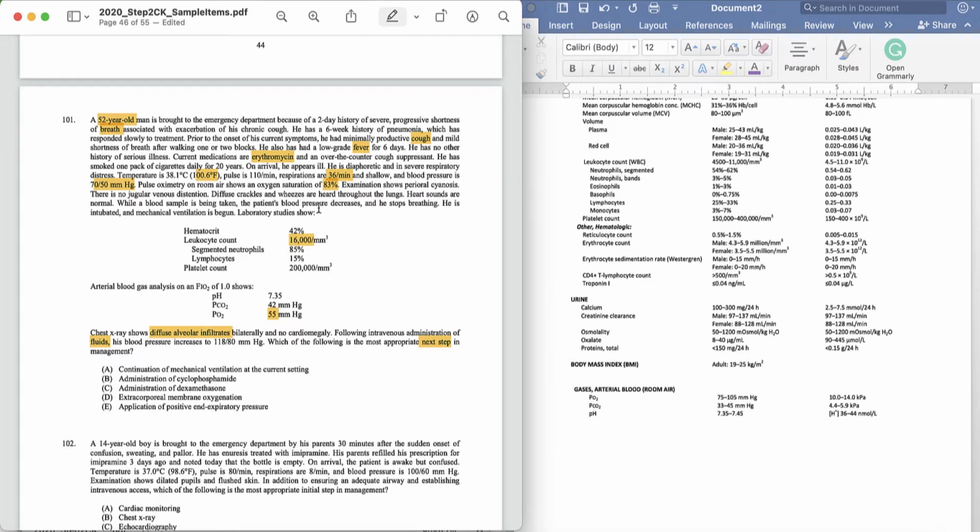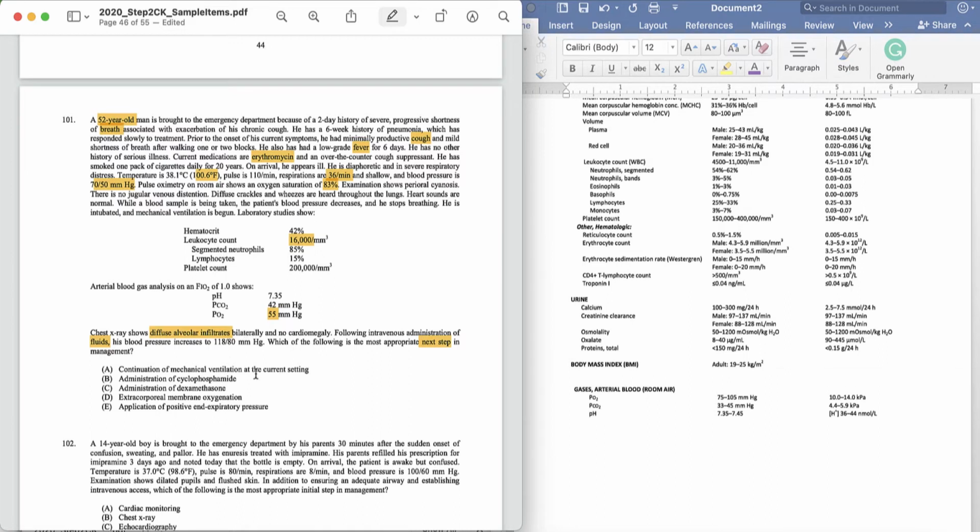He stops breathing. He's intubated and ventilated. Okay, that was a key thing we didn't know. He's already ventilated, and this is his blood gases. I assume after the ventilation. So now we put together everything here. We already excluded some of these, so we're left with A, C, and E. Then it's just a matter of putting everything together and thinking about what it could be.